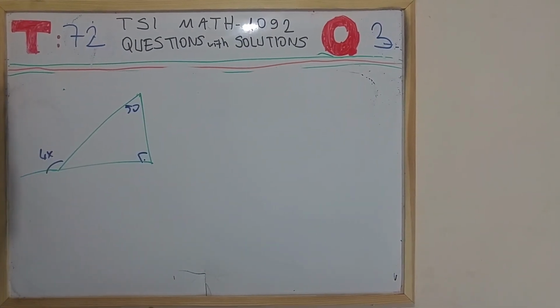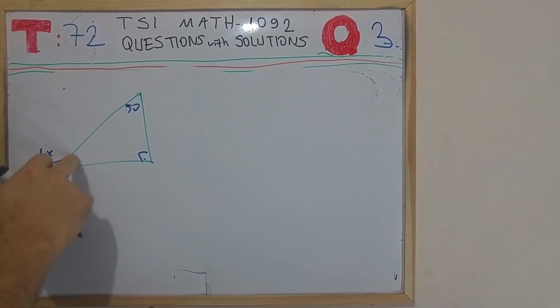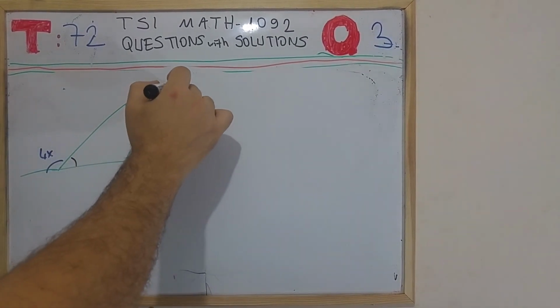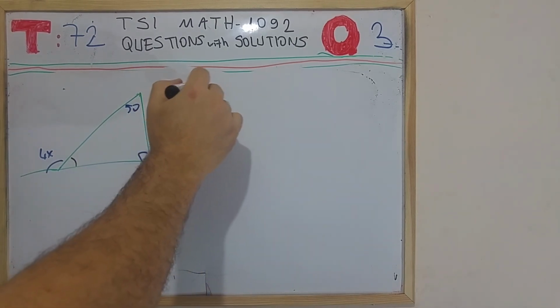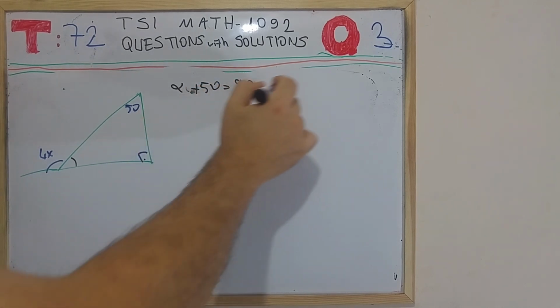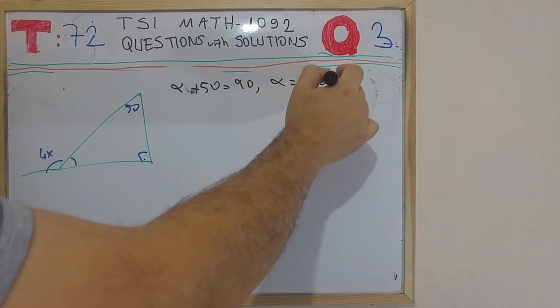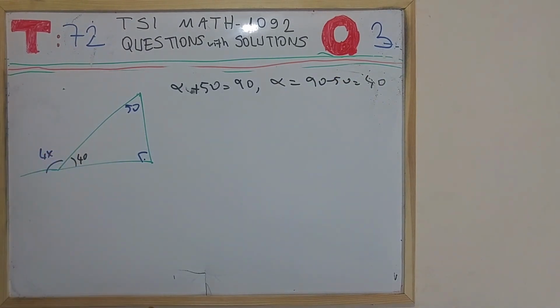The internal angles of a triangle is equal to 180, and we have a right angle here. That's why this angle, let's call it alpha first, alpha plus 50 must be equal to 90, and then alpha is equal to 90 minus 50, that is 40. So this angle is 40 degrees.